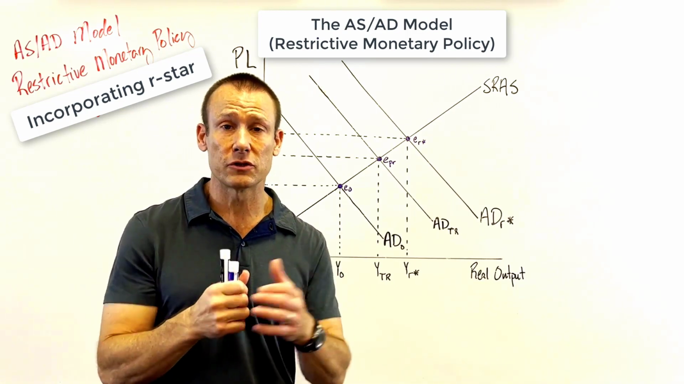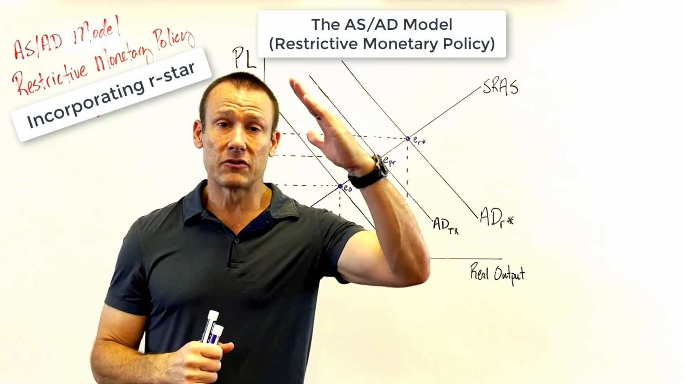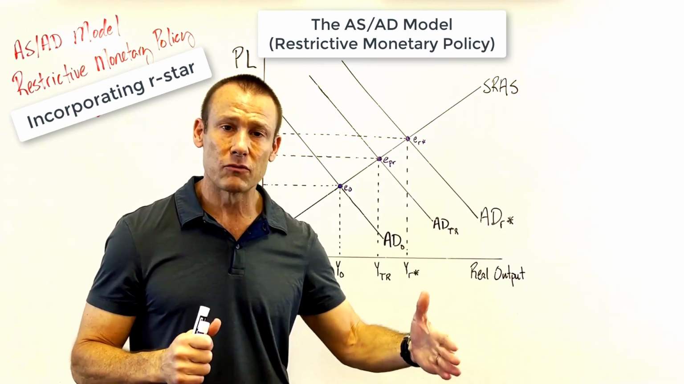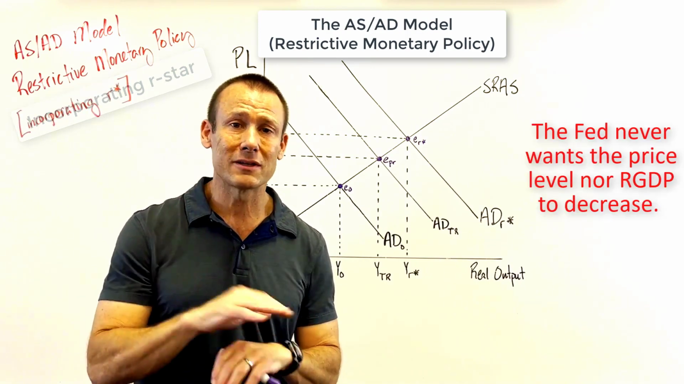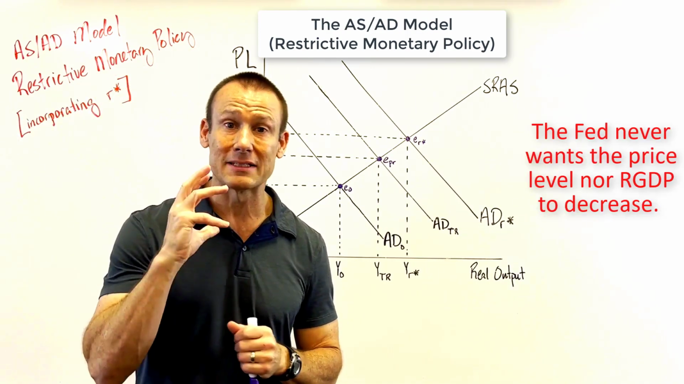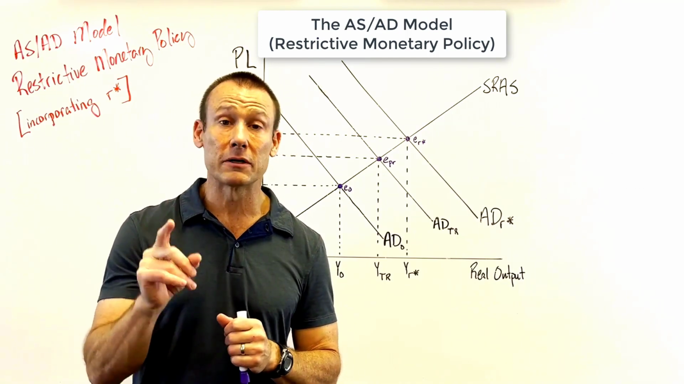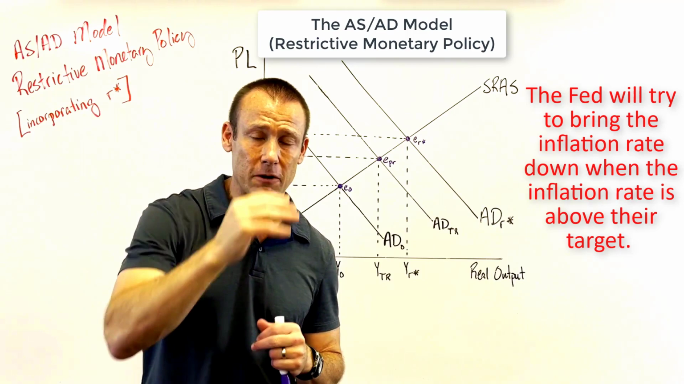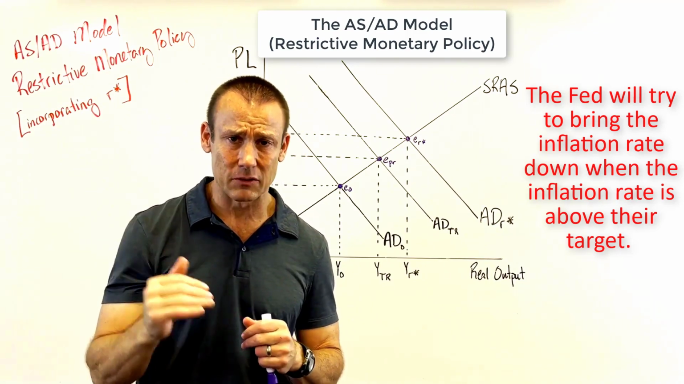What we tell our students to do with contractionary monetary policy is to shift the AD curve to the left. And when you do that, the price level comes down and real GDP declines. Two things the Fed never wants to happen. That's right, the Fed never wants the price level to go down. That's deflation. Certainly during periods of high inflation rates, the Fed may want to bring the inflation rate down, but they never want the price level to go down.